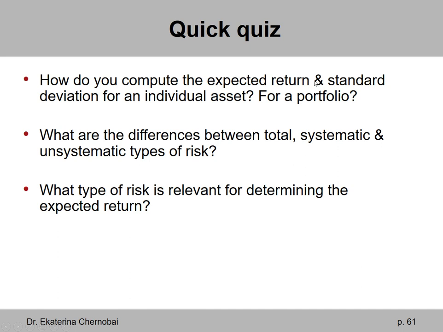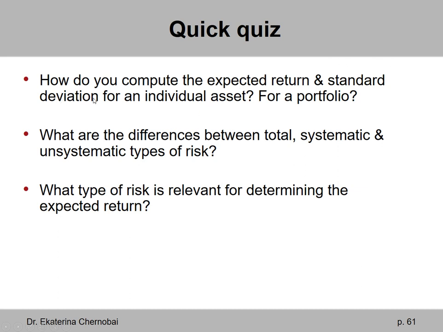The expected return for one stock is the probability of the first possible state of the economy multiplied by the return if that state of the economy occurs. Plus, you do the same product for the second state of the economy. Then you add the same product for the third state of the economy. And you keep doing that until you have covered all states of the economy.